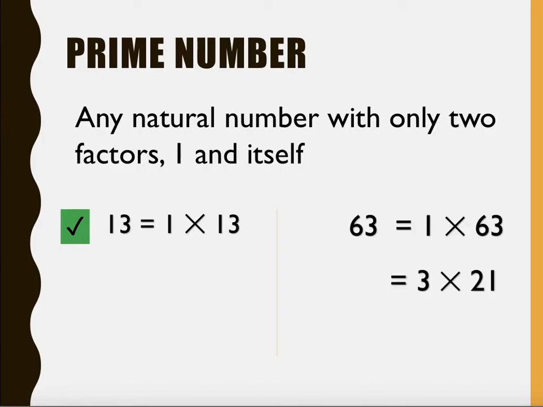63 can be written as 1 times 63. It can also be written as 3 times 21. So it has more factors than 1 and itself. So 63 is not a prime number.